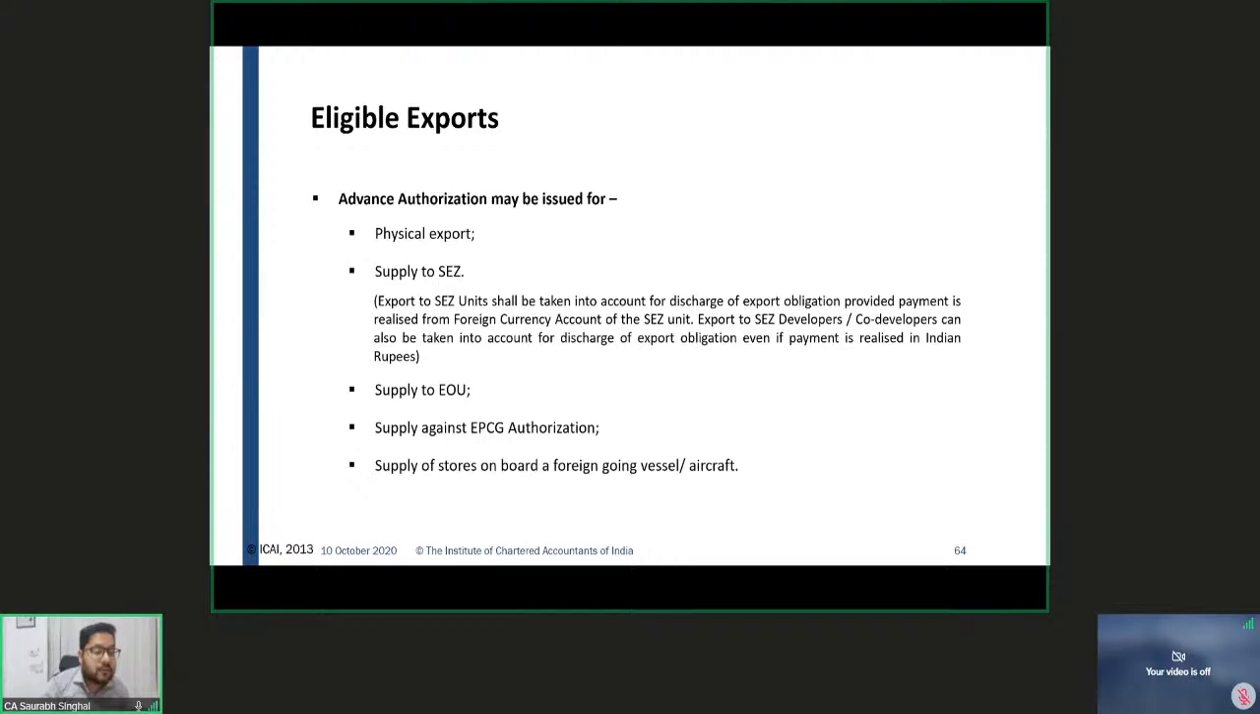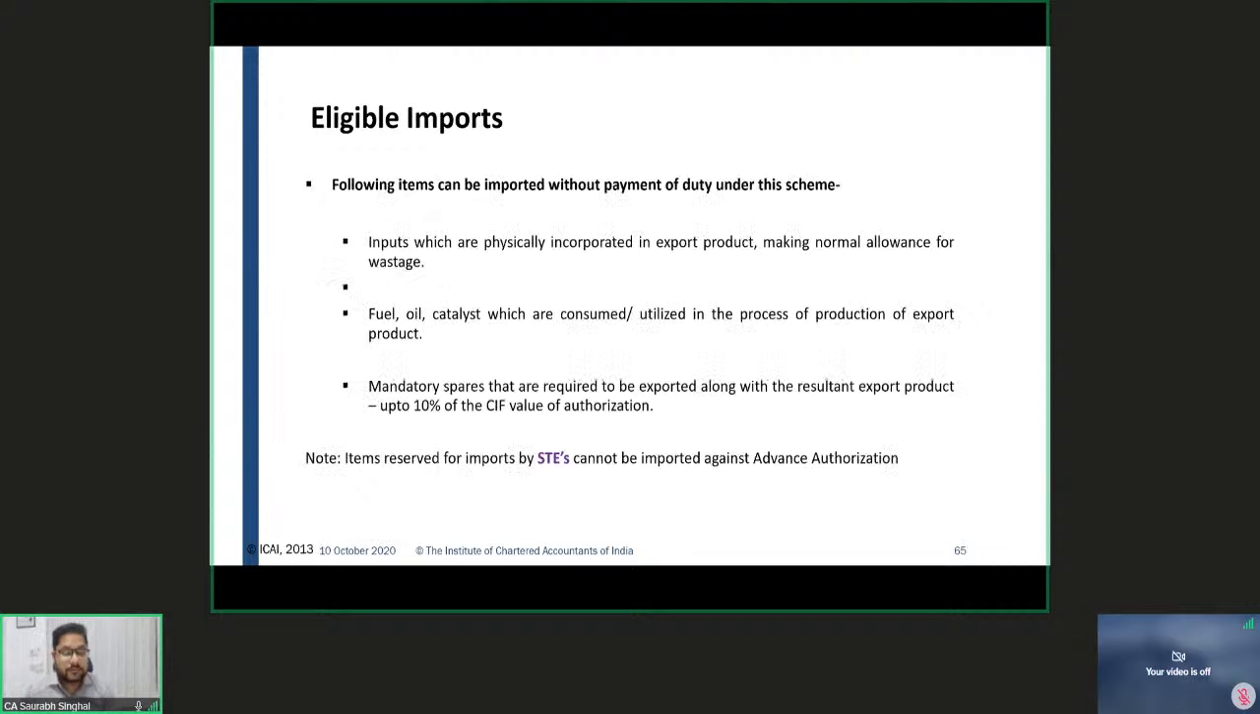So for all these types of exports or similar supplies, you can avail of an advance authorization. That is an authorization from the DGFT department which allows you to import inputs without duty, use those inputs to manufacture something, and then send that manufactured item to SEZ, to SEZ developers, to EOUs, to anybody who is an EPCG holder, or to a foreign going vessel or aircraft, which usually use goods as stores on board. So if you are supplying an item manufactured by you which will be used as consumable or stores on that ship or foreign going aircraft, that is also eligible for advance authorization.